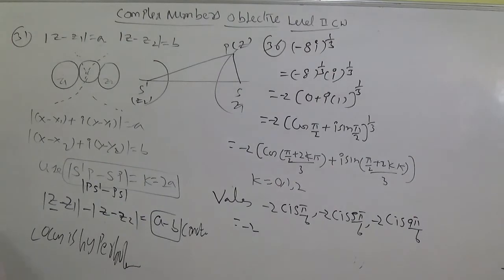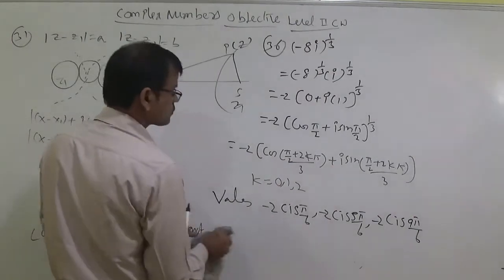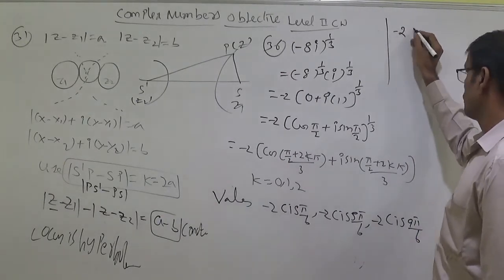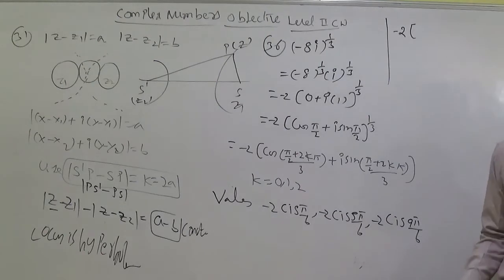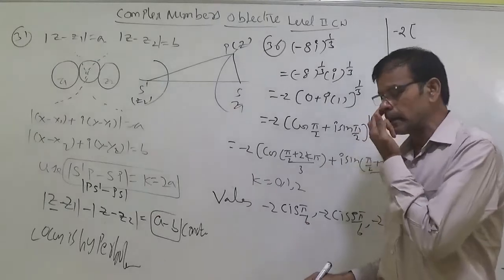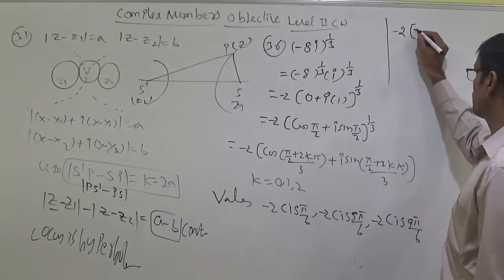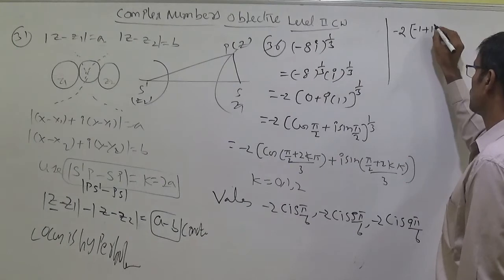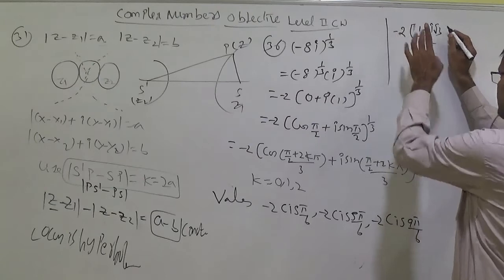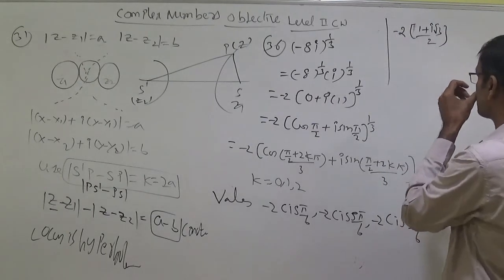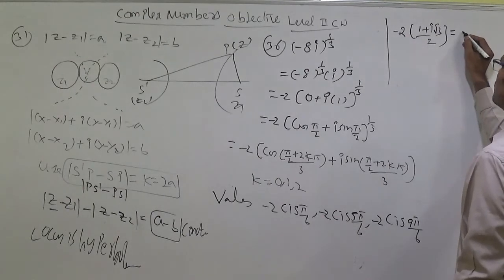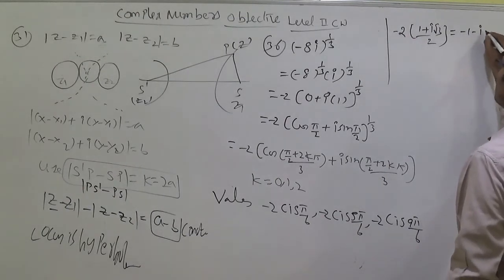Cos pi by 6 value is root 3 by 2. Minus 2 into cos pi by 6, root 3 by 2, plus I sin pi by 6, which means I into 1 by 2. So minus 2 into, like this you can write, root 3 by 2 plus I by 2. The 2s get cancelled, it becomes minus root 3 minus I.